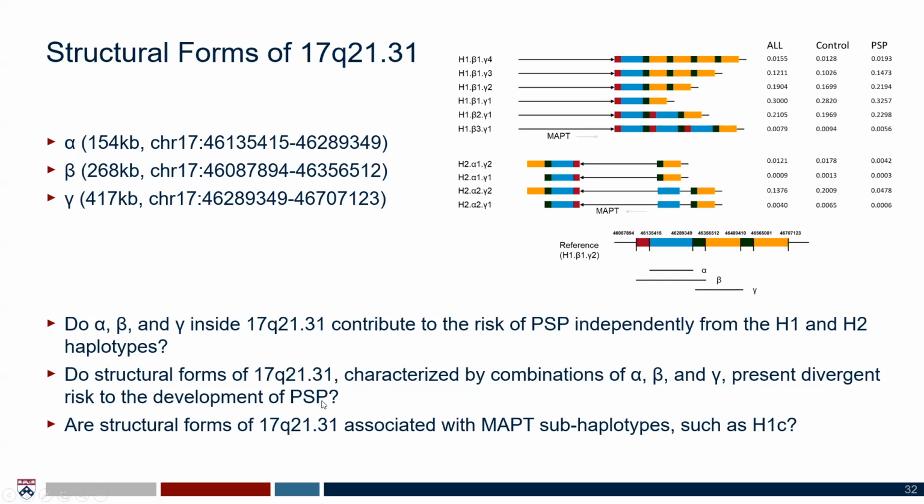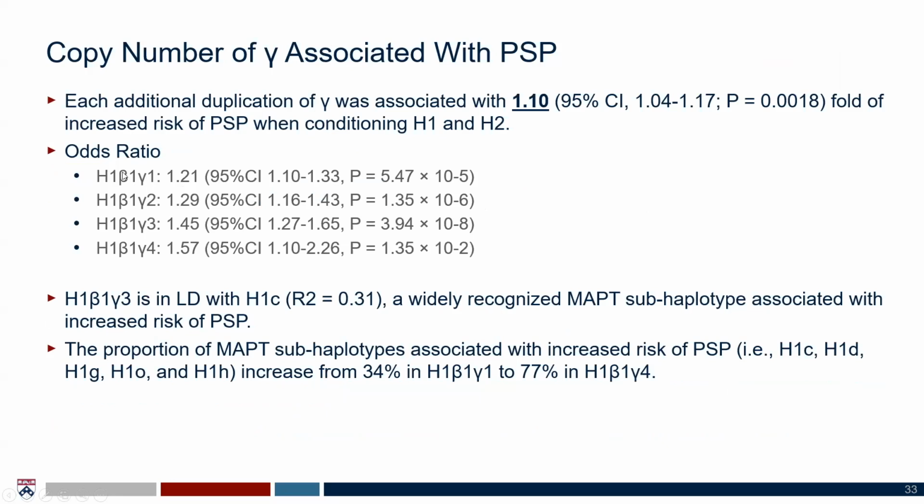The second question is: is there any combination of alpha, beta, and gamma that contributes to the risk of PSP? Or is there any structural form of alpha, beta, gamma associated with a non-MAPT subhaplotype, such as H1C, which is a famous risk factor of PSP? The answer to the first one is yes. When we have more copies of gamma, our odds ratio will increase. And we also see there is a structural form linked to H1C, the famous risk of PSP. So from this copy number variant study, we have those conclusions.